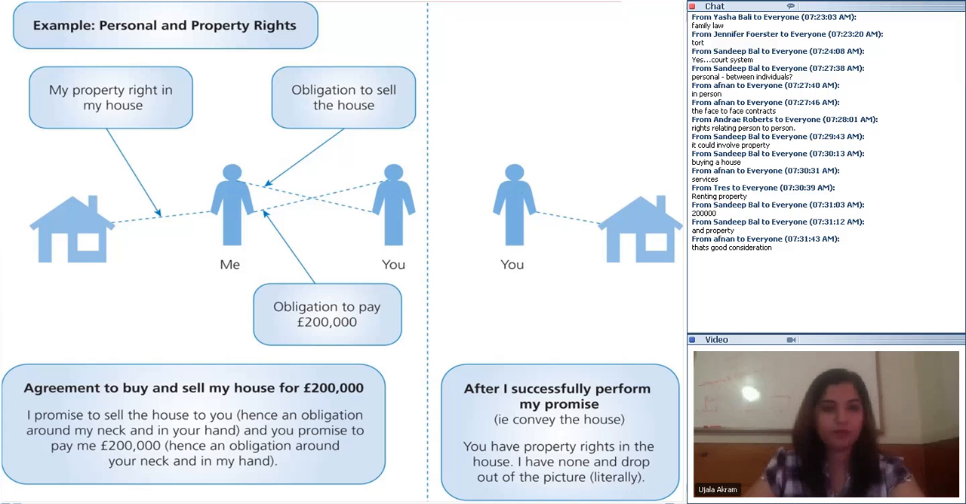Now let's suppose the promise is fulfilled: you paid me £200,000, and I conveyed the property to you. Look at the picture on the right-hand side. It's just you and the property, and I am out of the picture. The main point of this diagram is, what do I have between you and me? It's a personal obligation. Obligation to sell, obligation to pay.